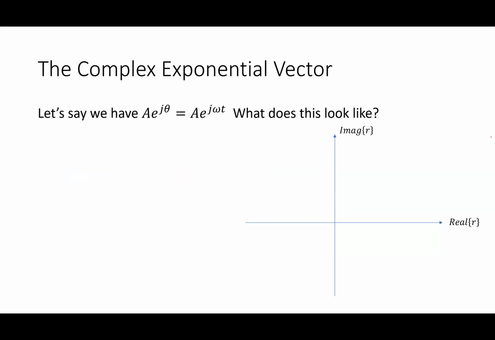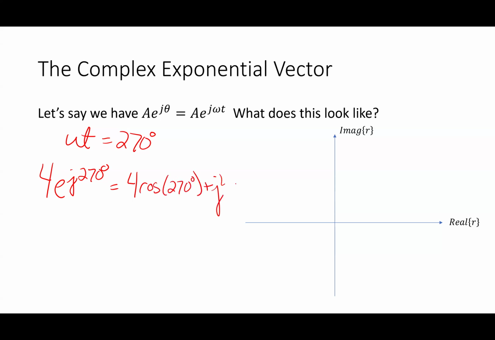All right, so now simple, what am I going to do next? I'm going to say, what happens when omega t is equal to 270 degrees? Well, now I have 4e to the j 270 degrees. What's that going to be? I can expand that with Euler's identity again too, can't I? I can just say 4 cosine 270 degrees plus j times 4 sine 270 degrees.